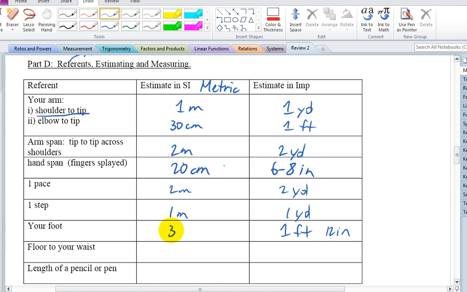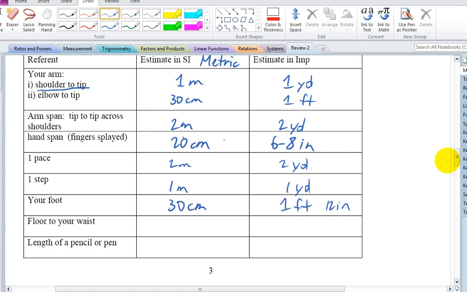So that's going to be about 30 centimeters is 1 foot. So think about your ruler. All rulers are 30 centimeters. They're 1 foot long. Okay. Floor to your waist. We talked about that one. 1 meter, 1 yard.